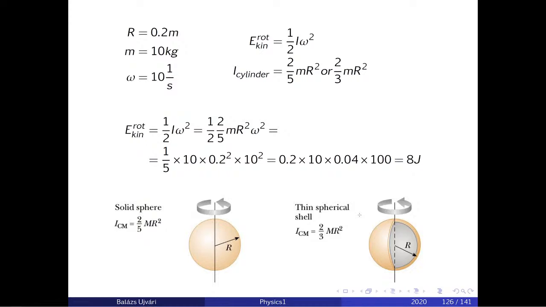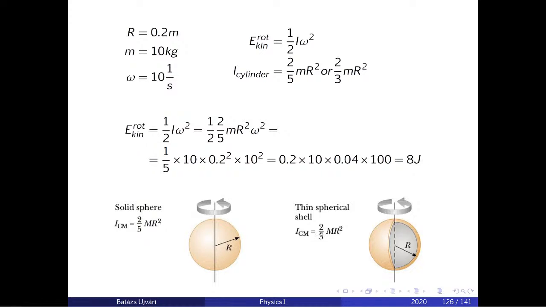Let's calculate the rotational energy of a full ball with the moment of inertia 2 over 5 mr square. So again, the rotational kinetic energy is 1 over 2 times the moment of inertia times the angular velocity square. We write 2 over 5 mr square instead of the capital I, the moment of inertia, and if you write the numbers instead of characters, you will get 8 joule.